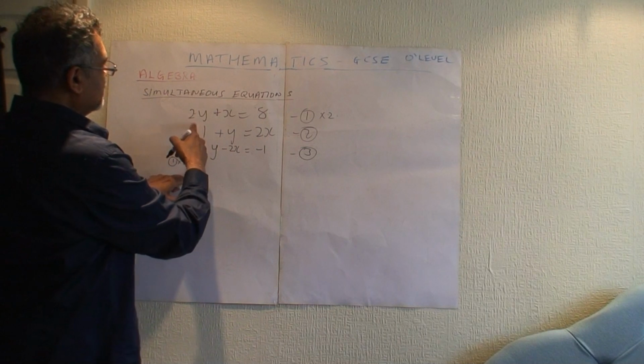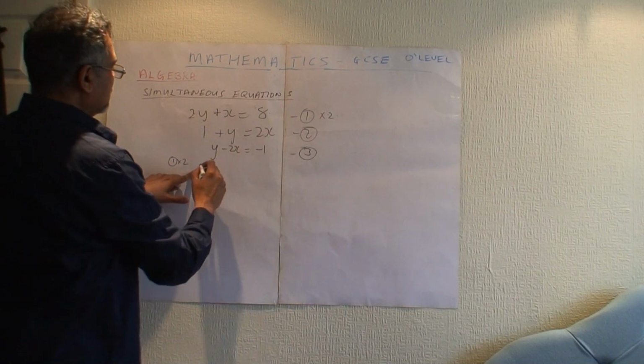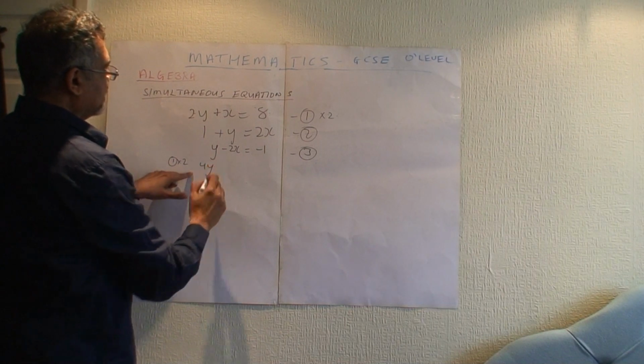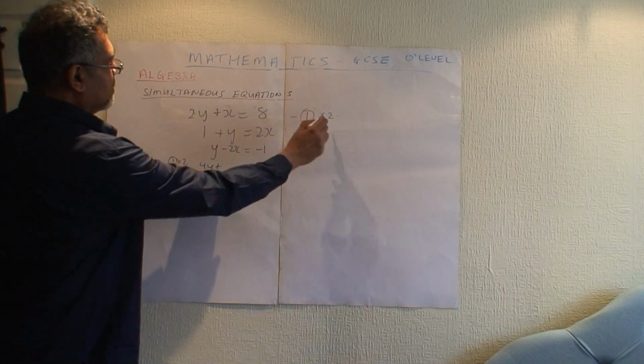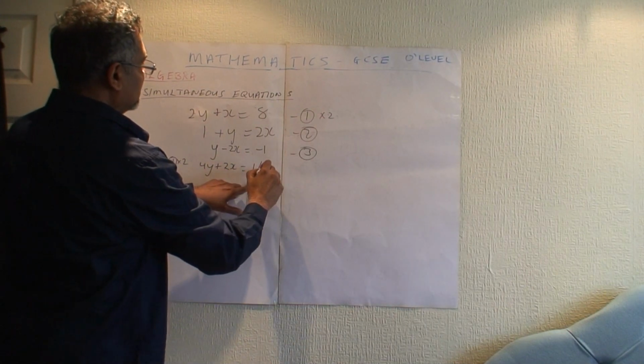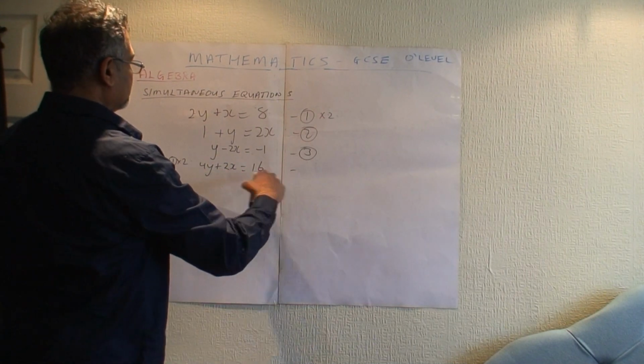If you multiply the 2y by 2, it becomes 4y, plus x multiplied by 2 becomes 2x, 8 multiplied by 2 becomes 16.